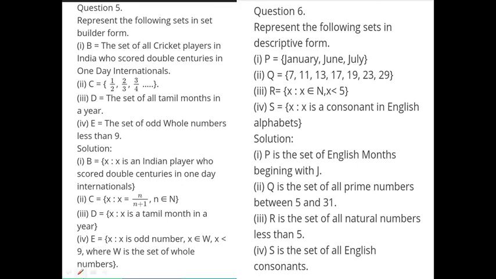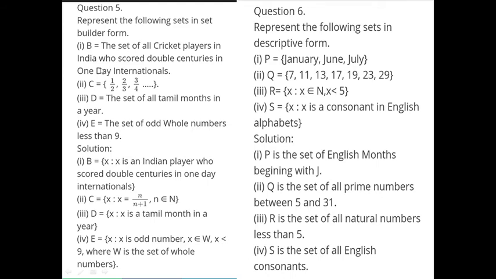And the third sum, D equal to set of all Tamil months in a year. The set of all Tamil months. Okay, D equal to set, always in the set builder form, the curly braces should be there. Set of x such that x is a Tamil month in the year. The only condition is it should be a Tamil month. So x is a Tamil month in a year.